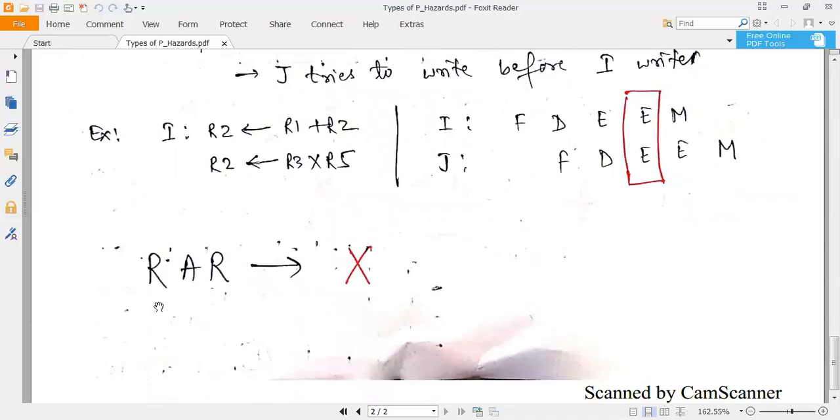Now coming to RAR, why is this not a hazard? Because it is read after read. Let's say I have written something on the board. I am also reading, you also are reading, so we are all getting the same data. There is no chance of getting wrong data because we are only reading. That data will change only in the case of writing, when we are modifying the data. So RAR is not a hazard.